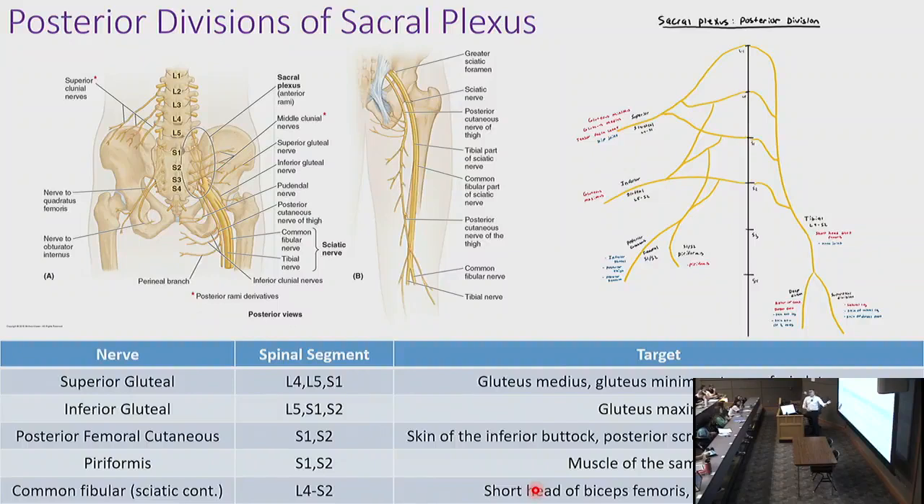Now we mentioned the posterior femoral cutaneous. We said that gets components from the anterior and posterior division.